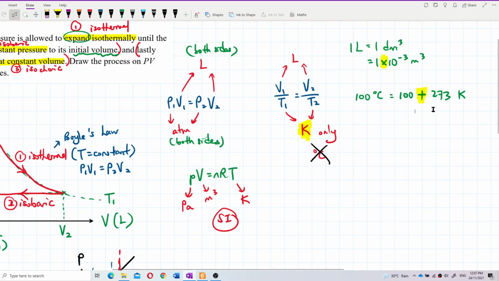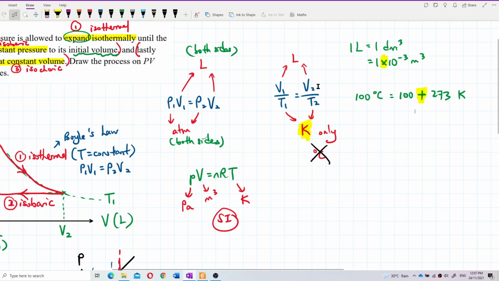So for temperature, you cannot cancel this one. Left hand side and right hand side cannot cancel the plus 273. But the multiply, you can cancel both sides. You understand what I mean? I don't want to explain too lengthy about this, but I hope you get the sense. Because this temperature is a plus, you plus the value.